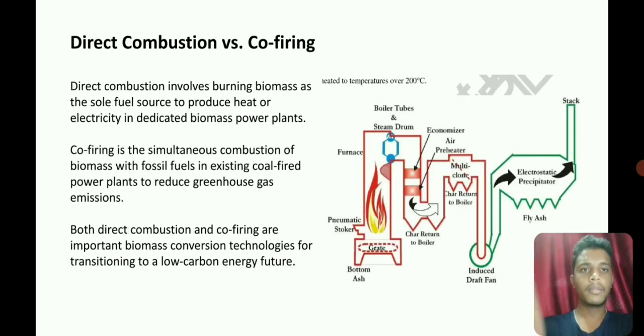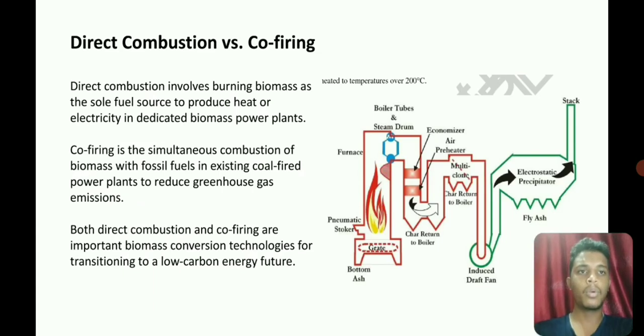And the direct combustion versus co-firing. Combustion involves burning biomass as the sole fuel source to produce heat or electricity in dedicated biomass power plants. Both direct combustion and co-firing are important biomass conversion technologies for transitioning to a low carbon energy future.